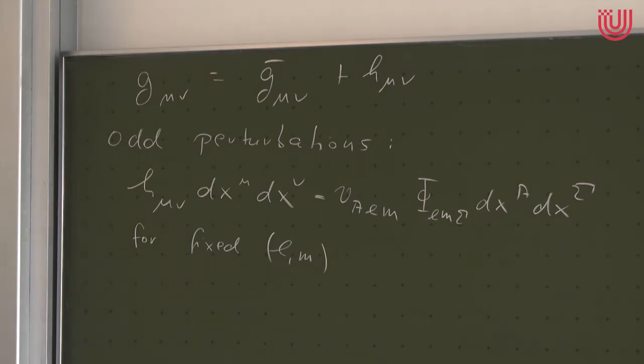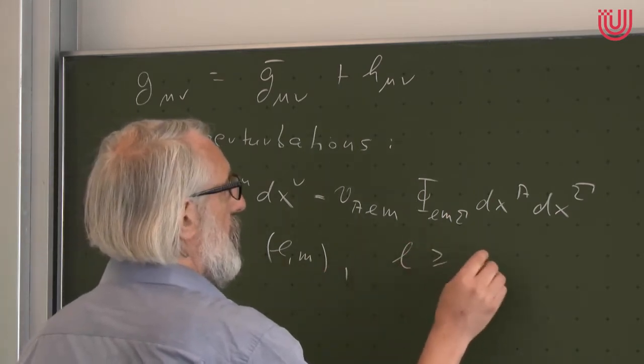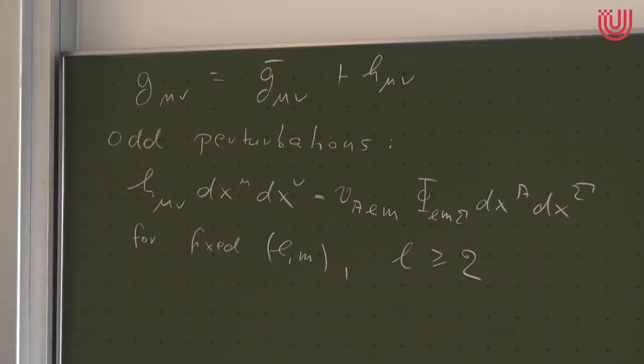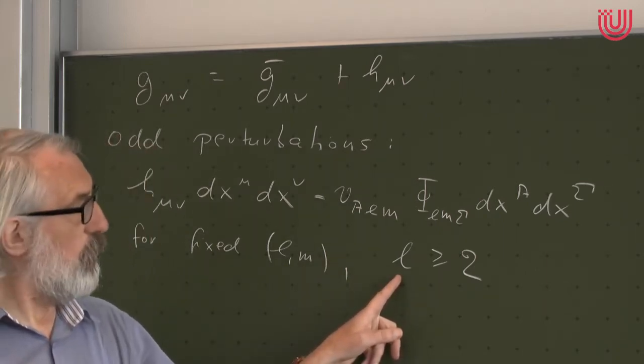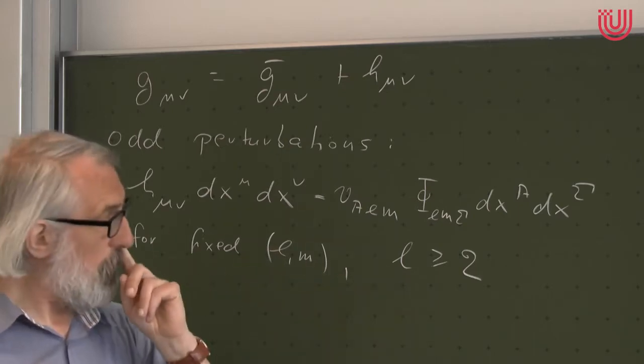And here I forgot something to say last time, which is not quite unimportant. I forgot to say that everything I'm doing here is true only for L bigger or equal than 2. So two cases are excluded. The case L equals 0, that's a monopole perturbation, is excluded. And the case L equal 1 is excluded, which is a dipole perturbation.